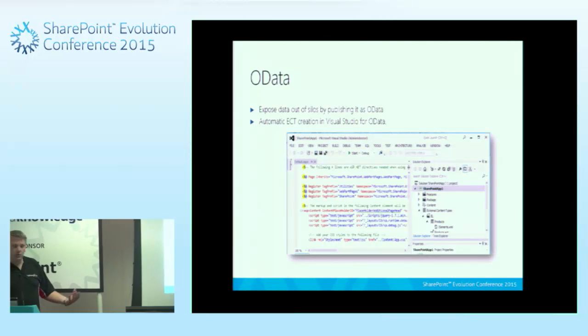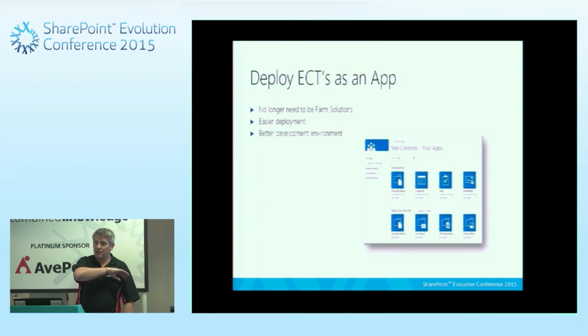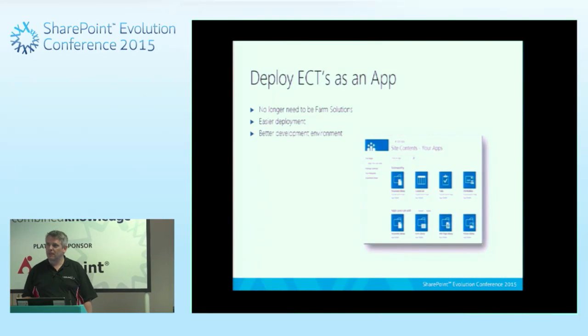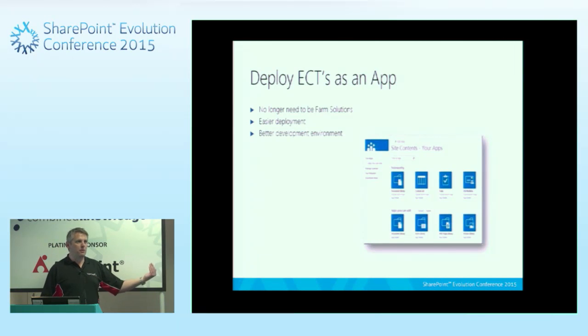So you can use Visual Studio to connect to OData and deploy your external content type as an app, if you want to, from within Visual Studio. That is what's known as a web-scoped app. It will only make that data available in that web, in that site. It's not available throughout like the BDC model file that you import.